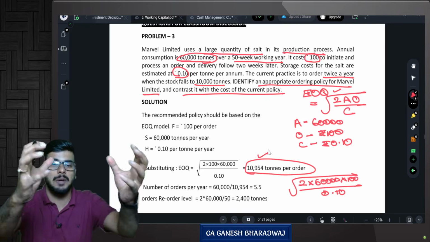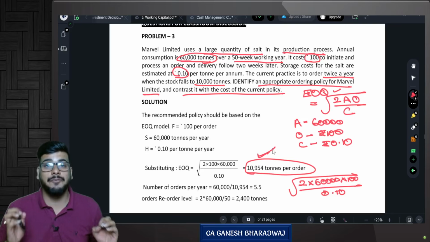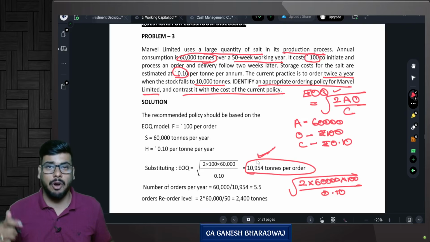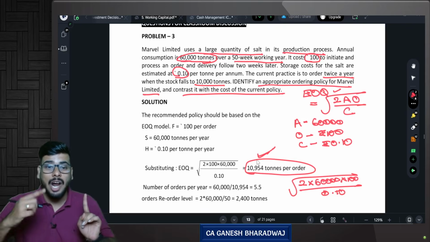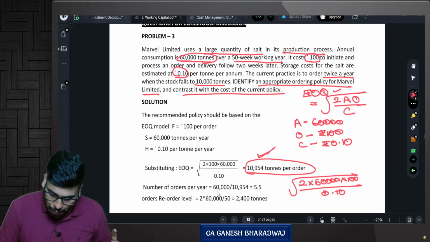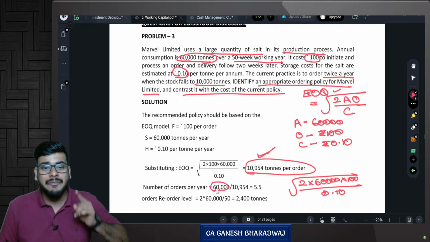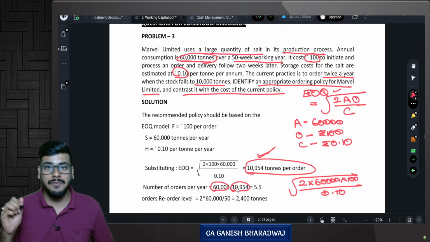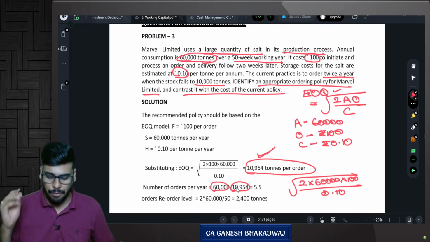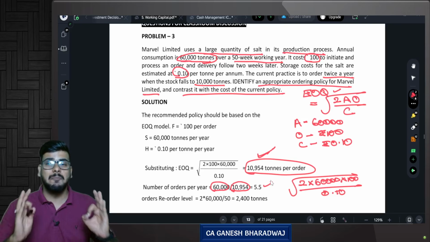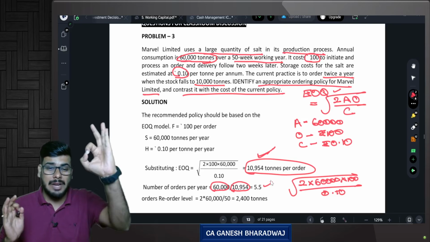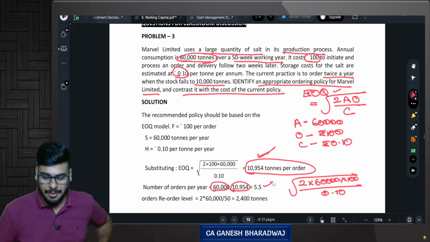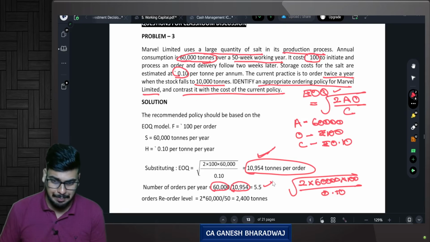So every time you place an order, you should place an order for 10,954 tons of raw material. Which means in a year, how many times will you order? Overall, I need 60,000 tons. Every time I am placing an order for 10,954 tons, which means in a year I will place an order approximately 5.5 times. So the number of orders in a year is 5.5. Are you clear with this? Yes.